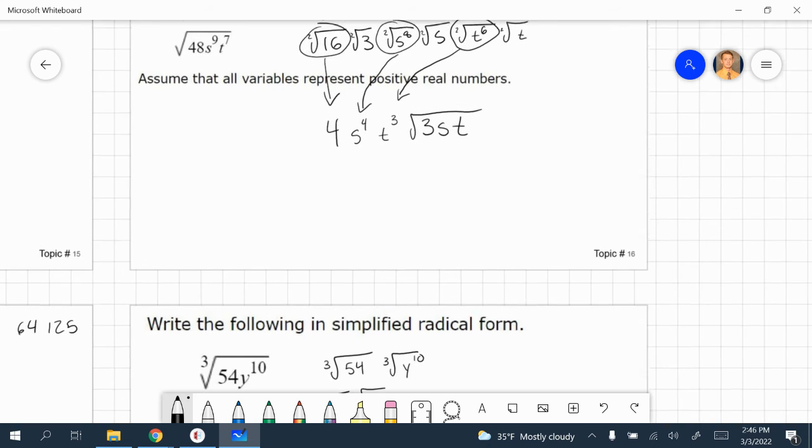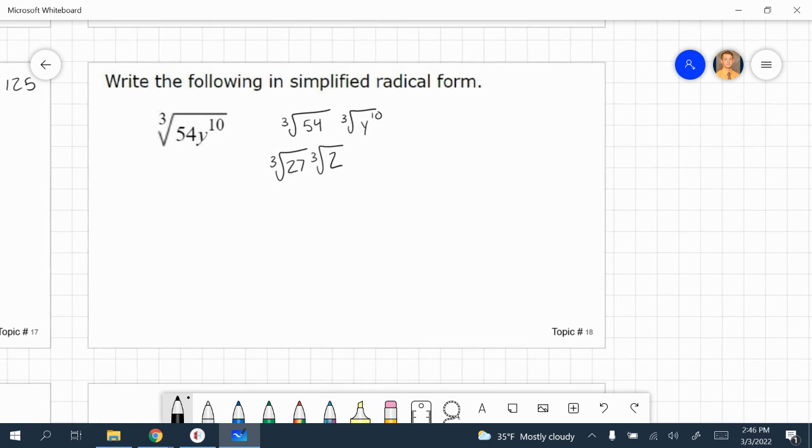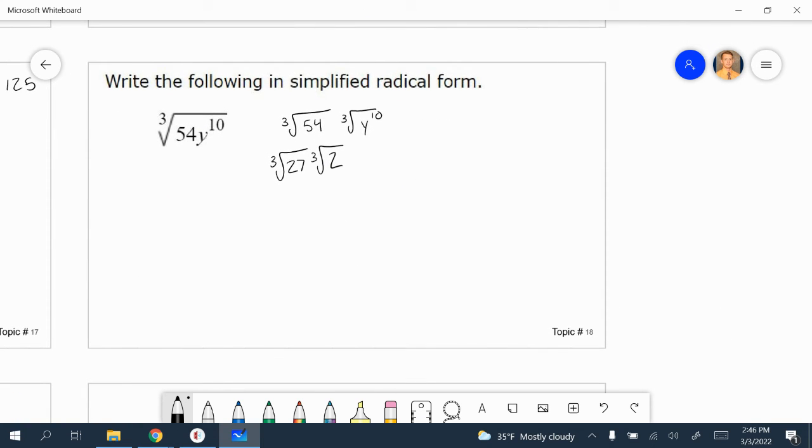And then when I look at the variable, it's a little bit different than the last time we did these with variables, because now we have a cube root. That means I need this number to be divisible by 3 to work. So I will choose y to the 9th power. Then I'll have 1 y left over. I don't have to put y to the first, but I will for the sake of showing you what's going on here.